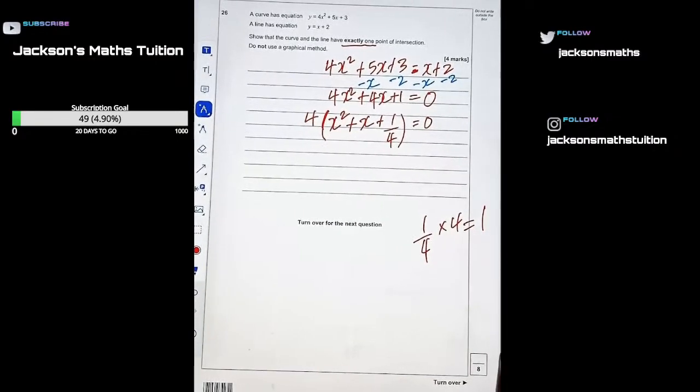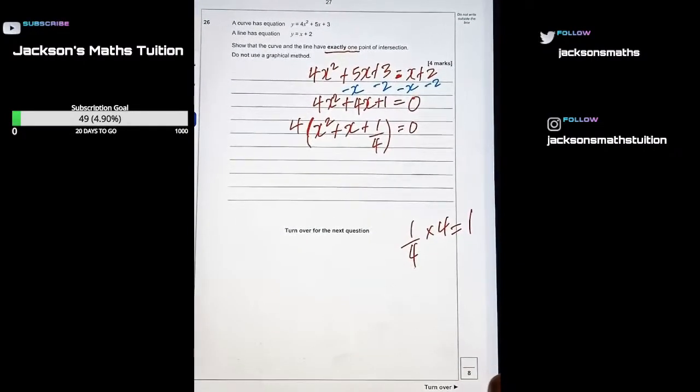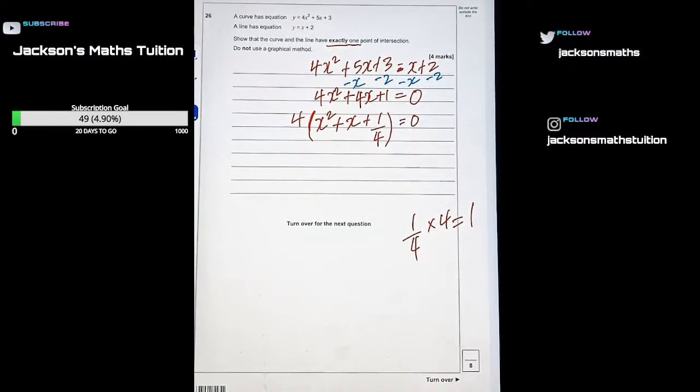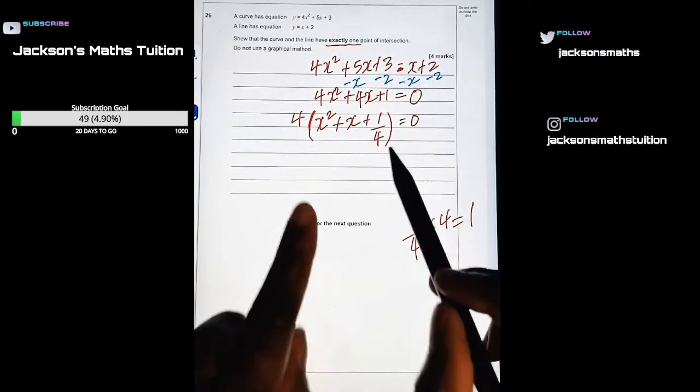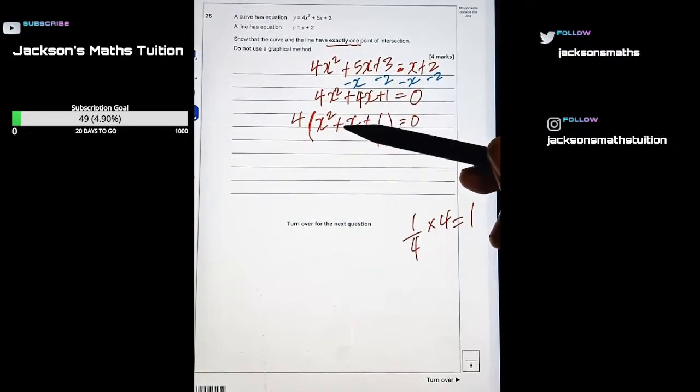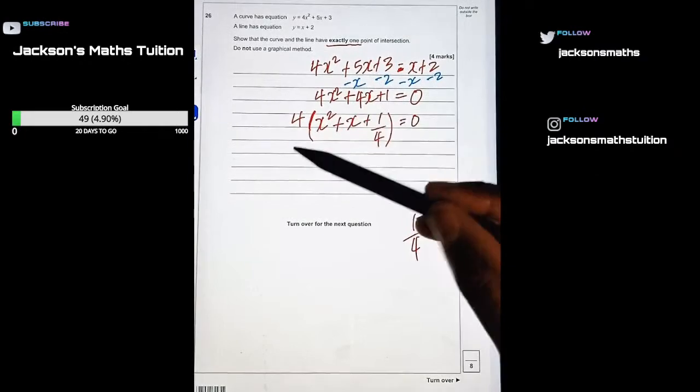A quarter times 4 gives you 1. So when you factor out 4 from the 1 here, it leaves you with a quarter. Okay. Now, let us focus on the brackets. So the coefficient of x, we're going to divide that by 2. Okay, let's divide the coefficient of x by 2.